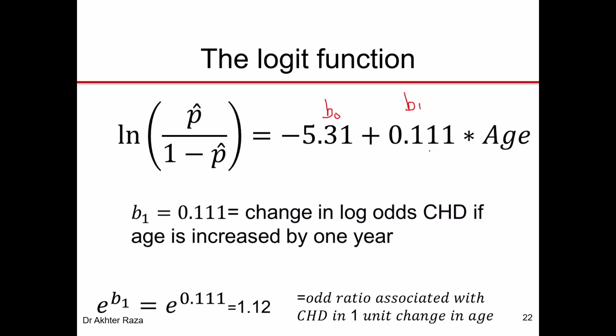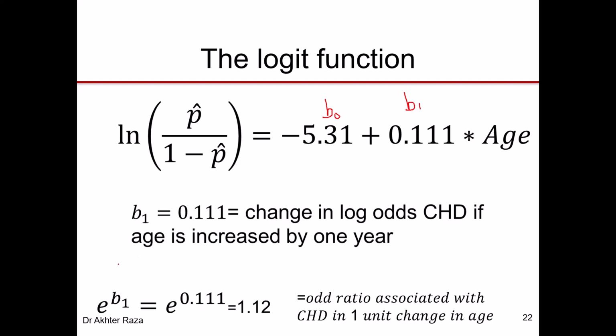So B1 is 0.11. In usual regression, if age is increased by 1 unit, we say y is increased by 0.11. Here we call it the logit value, meaning ln p upon 1 minus p will increase by 0.11. If we increase the age by 1 unit, then the logit value will be increased by 0.11. This is the logit value. If the age is 0, then the logit value is minus 5.3.